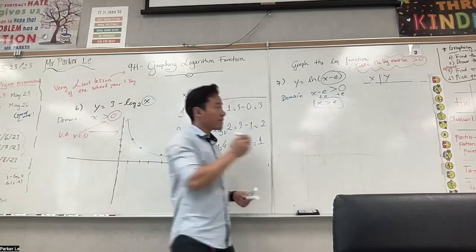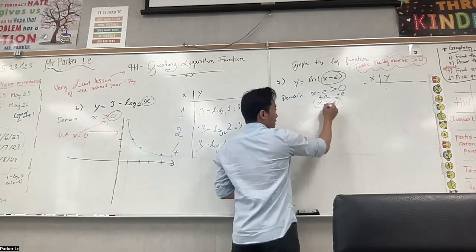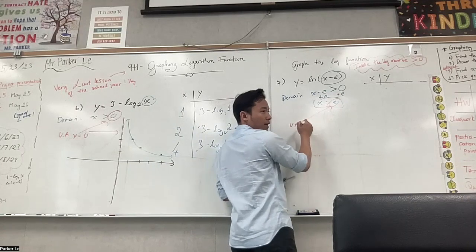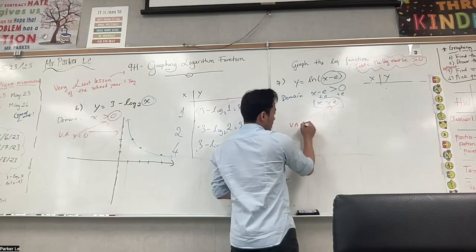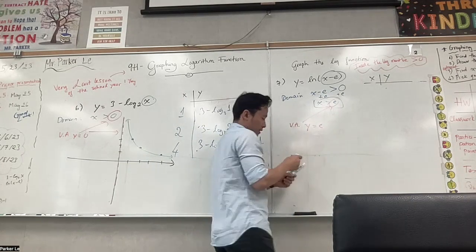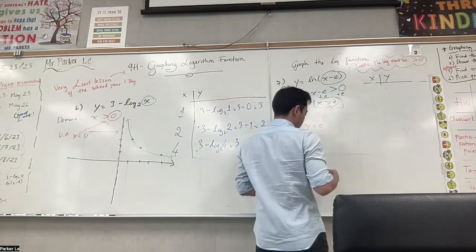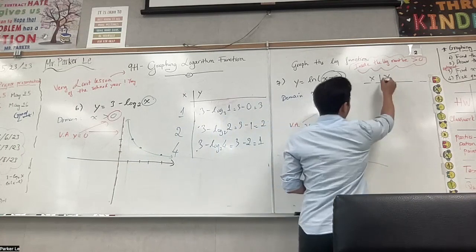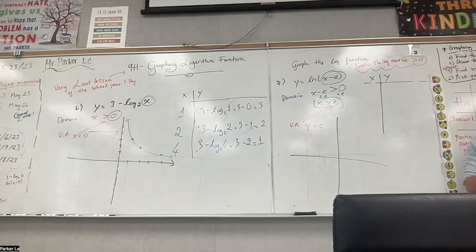So what would be the VA? y equal to e is the VA. Okay, what is a good point? This is the last example, so it's a little bit tricky. What is a good point? What do you think? Okay, give a good point. I'm going to give 3 points.